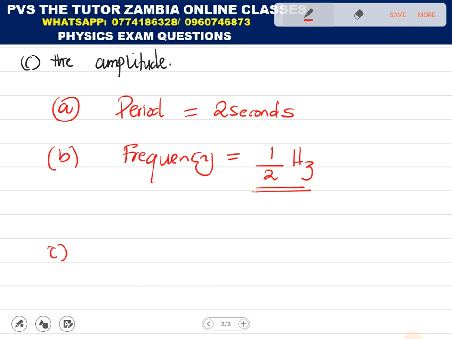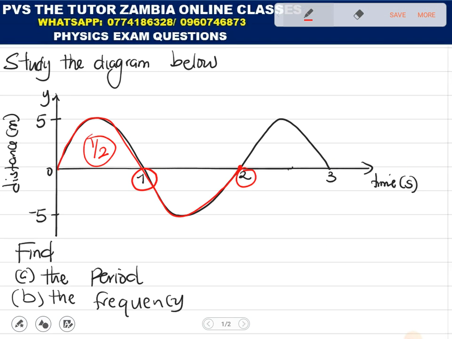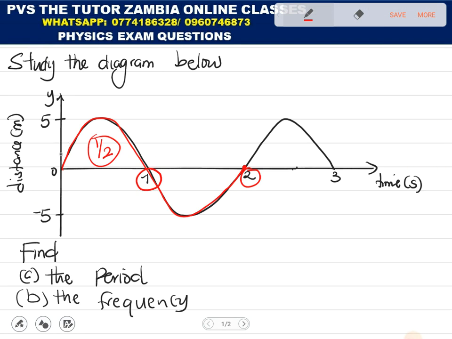Then C says the amplitude. So how do you find the amplitude? The amplitude is the maximum displacement of the wave from the rest position. So we are talking of the distance from there to here, or the distance from there to here, which should be the same. That is amplitude. That one is also amplitude. Even there it's the same. That's still amplitude. Now when you look at here, we've got 5 here, and we also have -5.